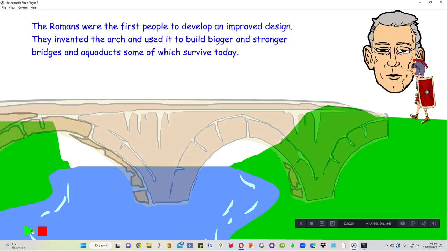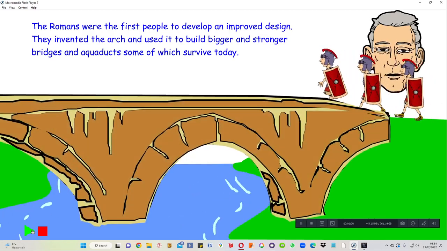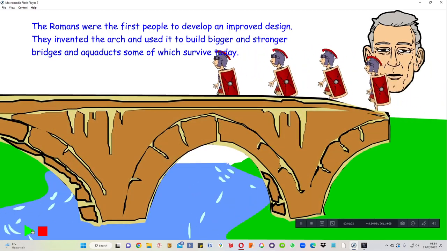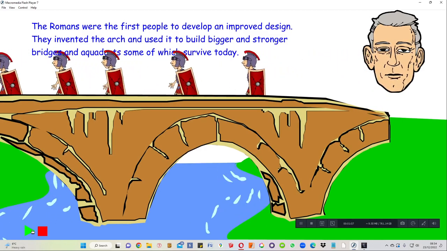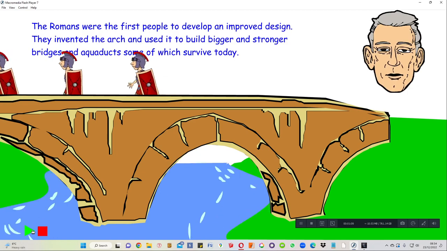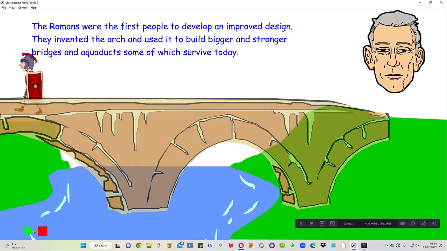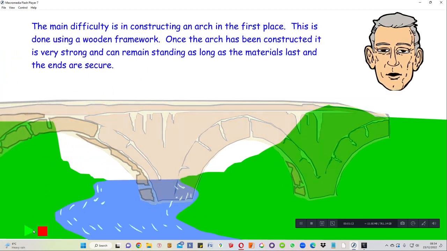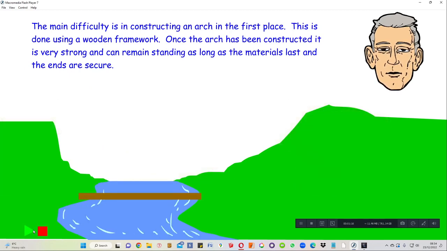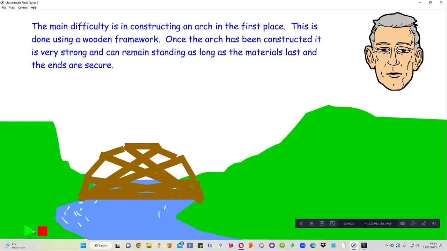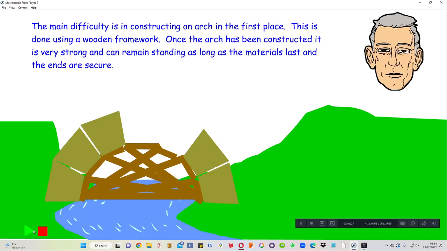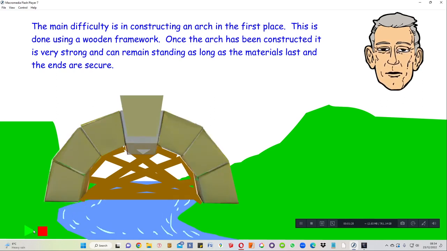The Romans were the first people to develop an improved design. They invented the arch and used it to build bigger and stronger bridges and aqueducts, some of which survive today. The main difficulty is in constructing an arch in the first place. This is done using a wooden framework. Once the arch has been constructed, it is very strong and can remain standing as long as the materials last and the ends are secure.